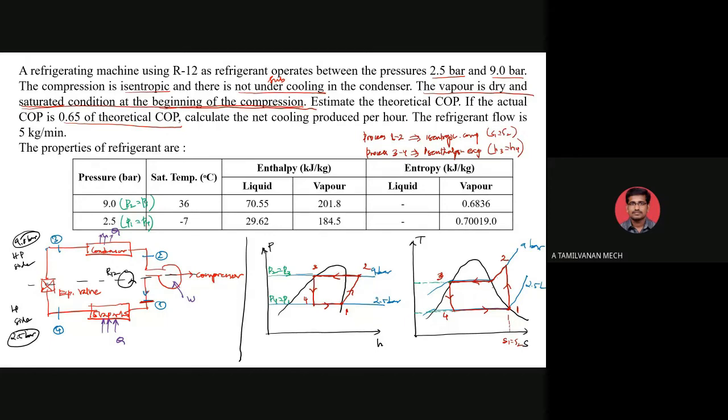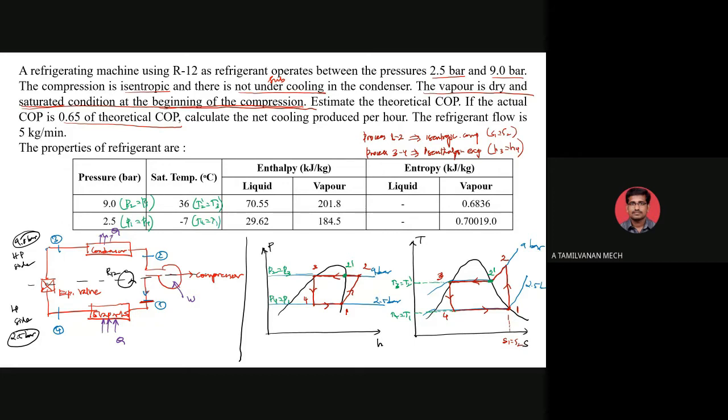Before you draw the saturation temperature line, you put the point 2 dash here. This point is nothing but 2 dash, and here also this point is 2 dash. So here you can write that T3 is equal to T2 dash, which is 36 degrees Celsius. Here also you can write T4 equal to T1. Don't forget to put the 2 dash in the case of superheating.